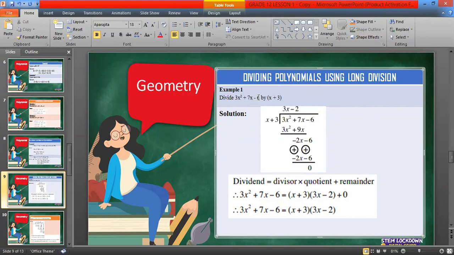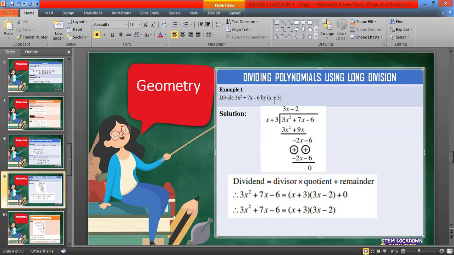The expression we are dividing is termed the polynomial. You see now, this is your polynomial. We already said it's a polynomial, precisely a trinomial. And what you are dividing by is called your divisor. Whatever answer you get is called the quotient. And if there's any remainder, then we refer to it as the remainder.